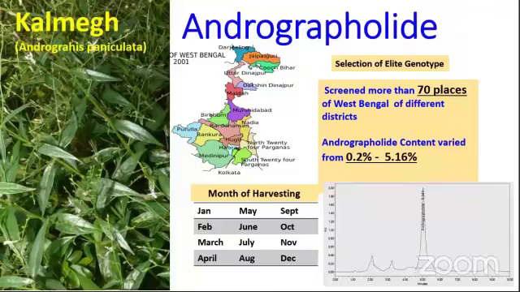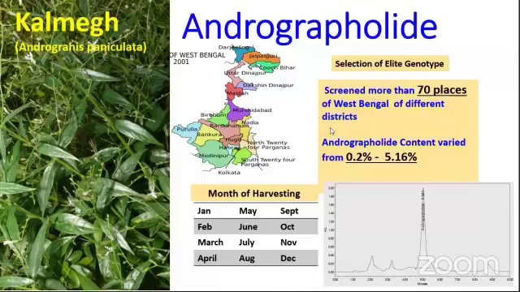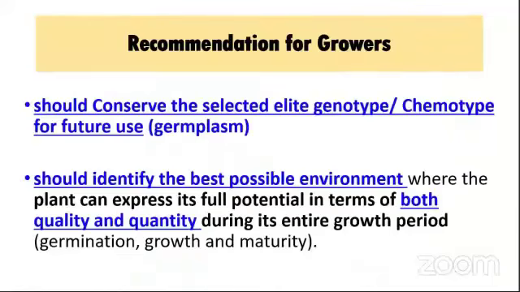I will give you one example, Andrographis paniculata, or Kalmegh. We are screening the elite plant material within West Bengal. We harvested from nearly 70 localities of different districts of West Bengal, and the andrographolide content varied from 0.2% to 5.5% in different localities, as well as at different times. So before going further, this screening for selection of the elite clone is very important.